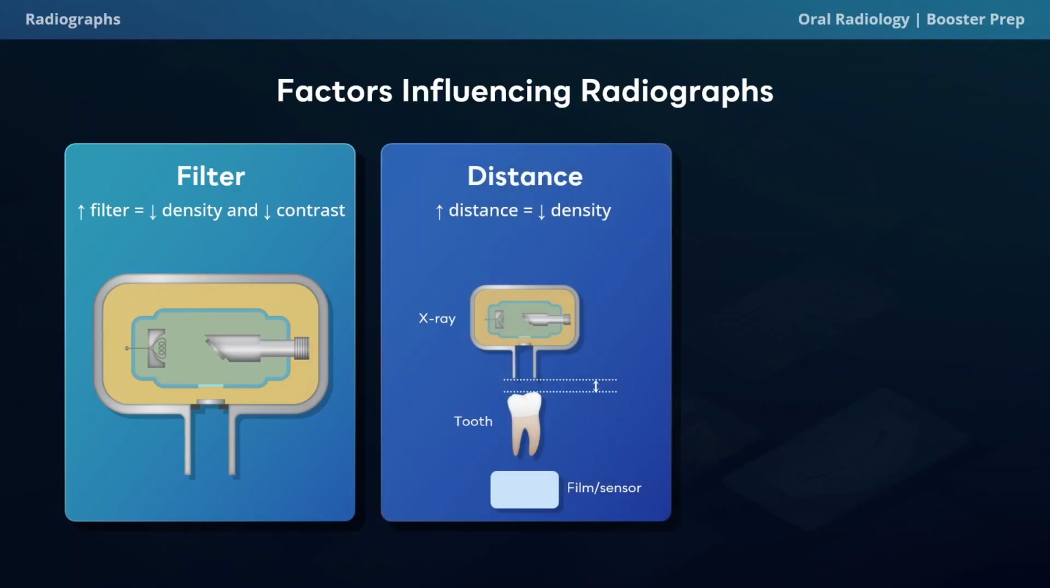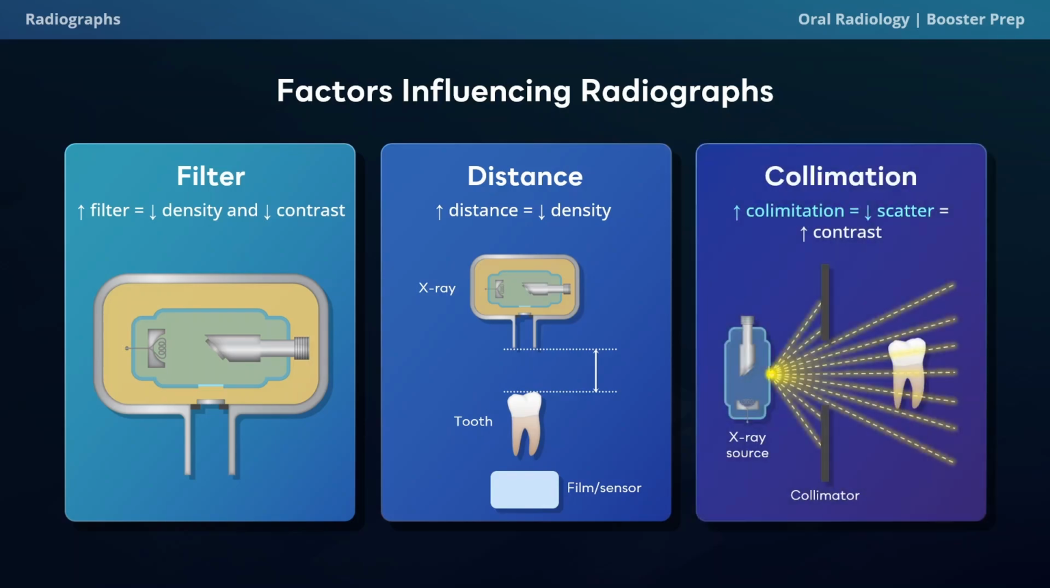If we look at distance, as we increase the distance between the X-ray source and the tooth, the density of the image decreases. That's because the X-ray beam spreads out over more distance, which reduces its intensity by the time it hits the sensor. And finally, we have collimation, and this narrows the size of the X-ray beam, which limits scatter radiation, and this ultimately results in a better image contrast and lower patient exposure. So even though collimation doesn't really affect density, it plays a key role in improving image quality.